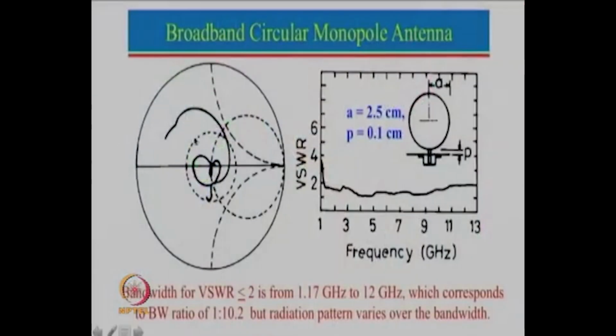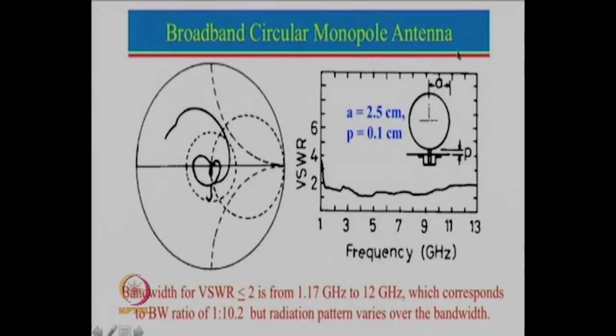Today we are going to see some other configurations which have even much larger bandwidth than what we saw in the last lecture. These are known as ultra broadband antennas. So, let us see. Today we will start with the broadband circular monopole antenna.